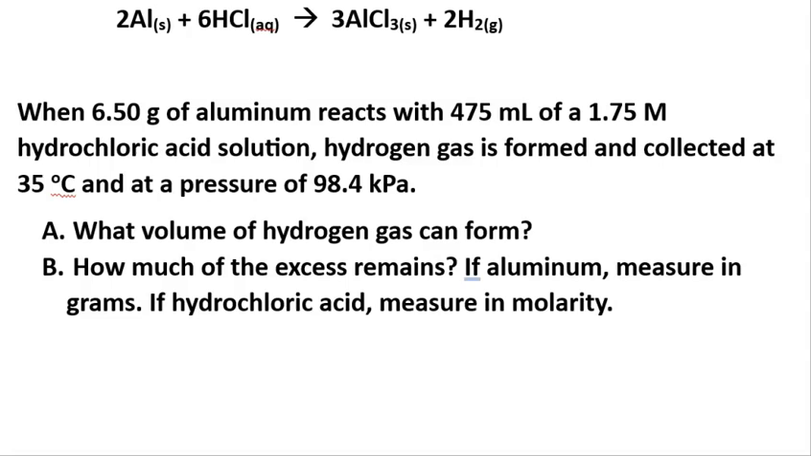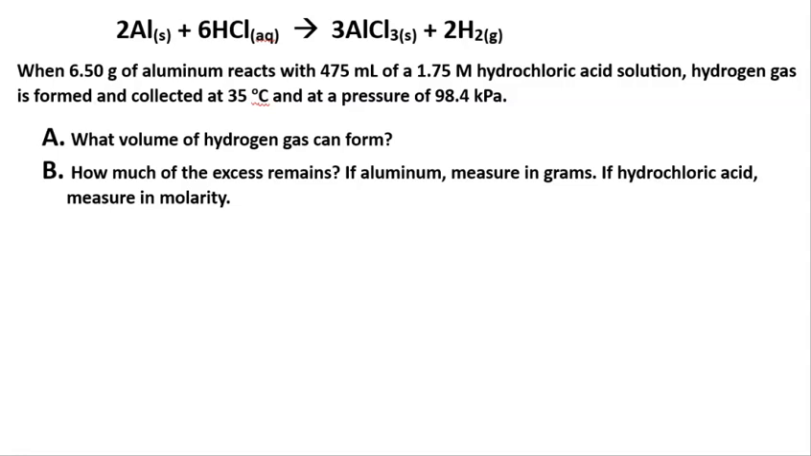If the conditions are 0 degrees Celsius, and, not or, but and 100 kPa, we can use 22.7 liters equals 1 mole as a conversion factor. Clearly, it is not those conditions. It's not 100 kPa, it's 98.4. It's not 0 degrees Celsius. And therefore, we're going to use PV = nRT to solve for volume. So how do we go about doing this?